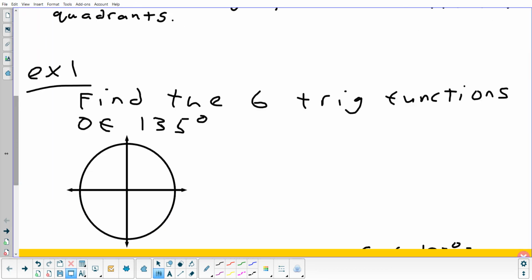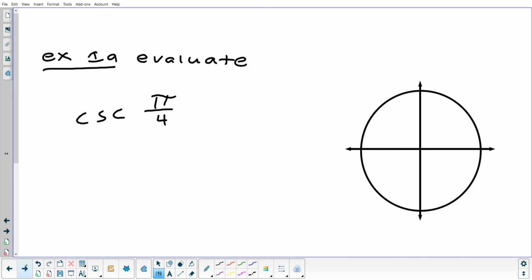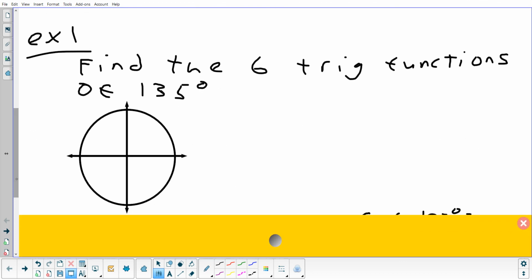All right. So there really isn't anything new for me to explain. You should be able to just jump right into a problem. This is the only one today that we're going to do all 6. The rest of the problems we do, it's going to be set up to just find one of the 6, like the worksheet from last night. All right, so find the 6 trig functions of 135.